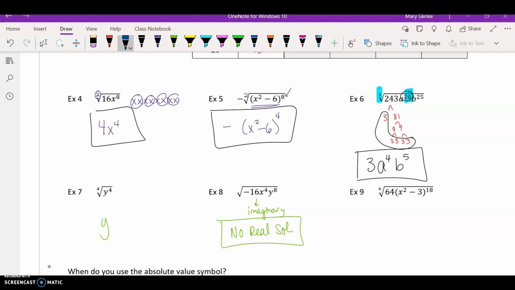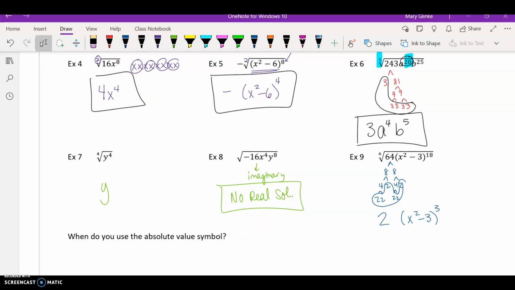For this next one, we're looking for a group of 6. So again, if you need to break it down, you absolutely can do that. And you'll find that we do have a group of 6 2's. So we can bring that out. And then we have x squared minus 3, 18 times over. So if we circle groups of 6 in there, we end up with 3 groups in total.